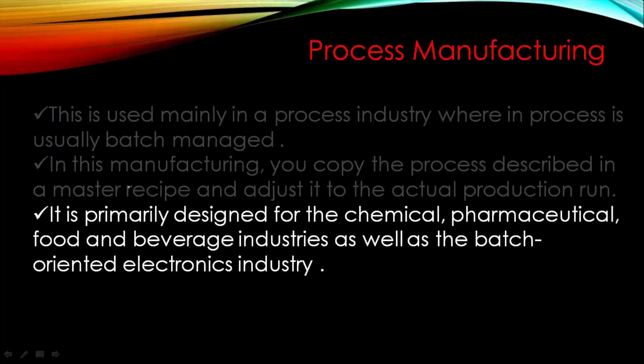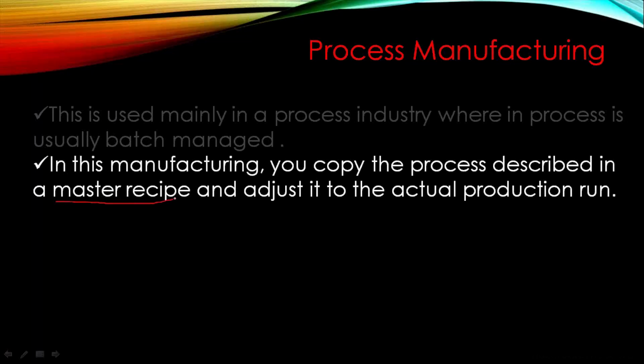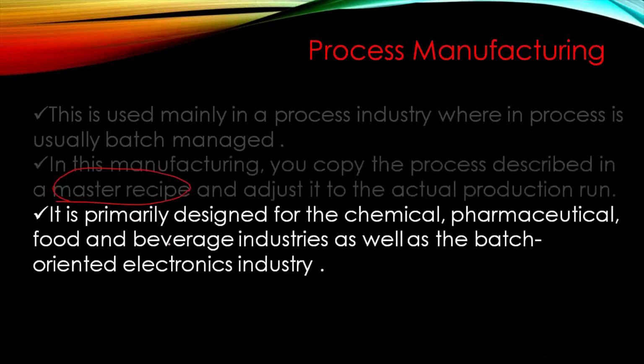That means if you think about any pharmaceutical company or a food company or a chemical company, say a pharmaceutical company, they need to make some medicine. What will they do? There's a fixed formula to make that medicine. So that's where the master recipe will come into the picture. The formula will be copied from the master recipe, and then the medicine will be created. Same goes for food or any beverage or any chemical. So that's process manufacturing.